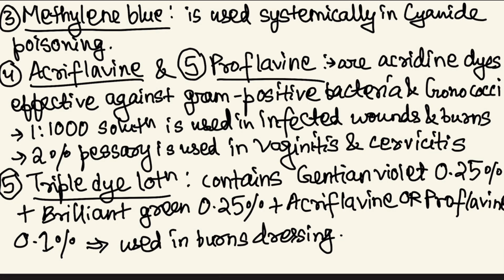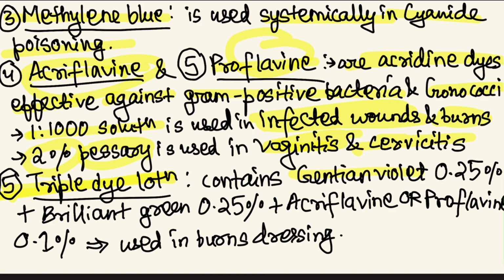Then we have other dyes like methylene blue, which is used systemically in cyanide poisoning. Then we have acriflavine and proflavin, which are acridine dyes and are effective against gram-positive bacteria and gonococci. A 1:1000 solution of it is used for the management of infected wounds and burns, and we have 2% pessaries of these two dyes which are used in the management of vaginitis, that is inflammation of the vagina, and cervicitis, that is inflammation of the cervix.